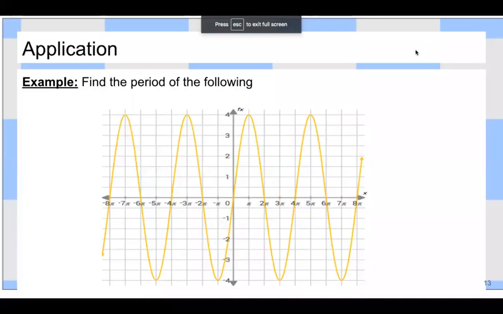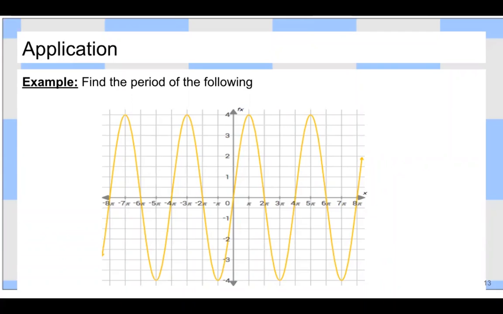Okay, so take a look. There's no Ferris wheel here or anything. This is just a simple example. Notice how the input is radians down here on the x-axis, and the heights on the y-axis are ones, threes, fours, and you also have negative numbers. The goal is to find the period of the function. For this, stick to your strategy if you feel it is helpful for you.